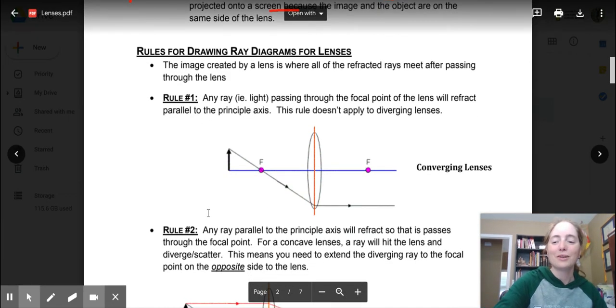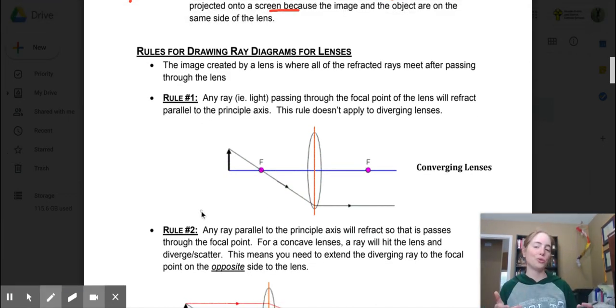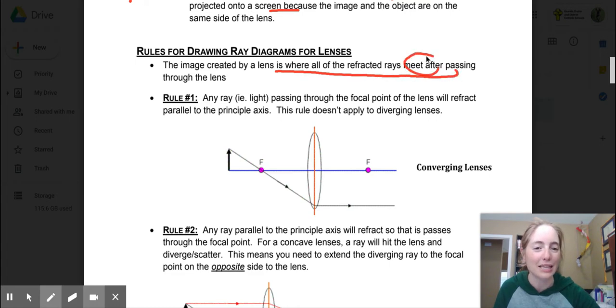All right, so ladies and gentlemen, we're going to be looking at the rules for drawing ray diagrams. We've got this simplified down into 3 rules. Any image that you're going to be seeing through a lens is going to be created where all of the beams of light have refracted and met. That's the key piece: where all of the rays of light are going to meet after they pass through a lens.